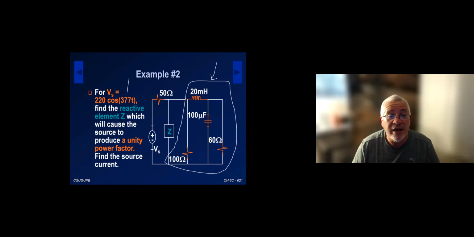Specifically here, the 377 is for 60 hertz. The radian frequency for 60 hertz is 2 times pi times 60. So I'm bringing a problem that's a little bit more practical to the power industry, if you will. And then, of course, the box here models some load that we have, and we're trying to find that reactive element Z here. I'm going to pretty soon call it jX, X being an unknown, so that the source sees a power factor of 1.